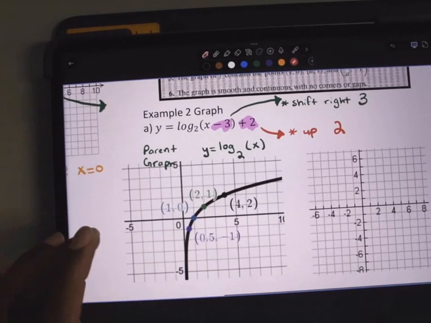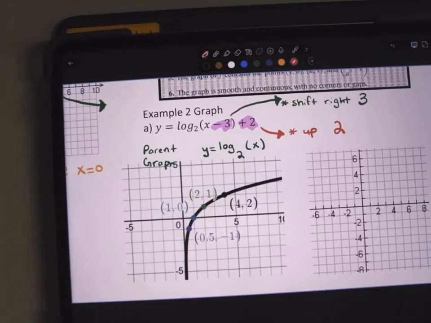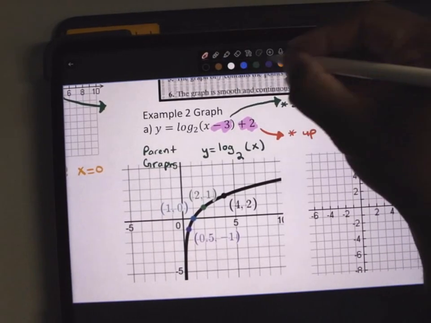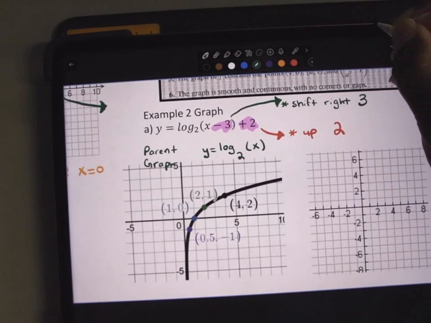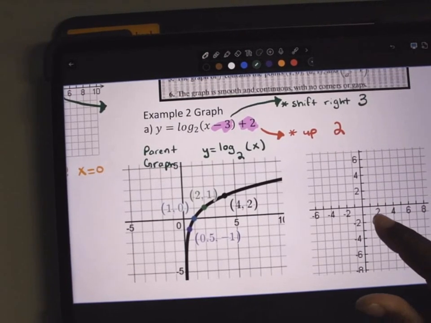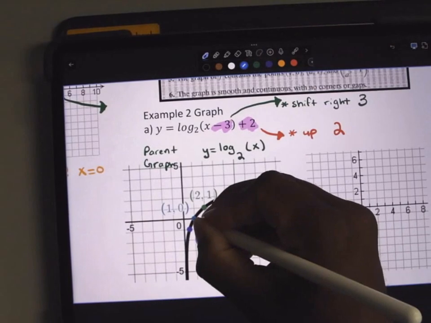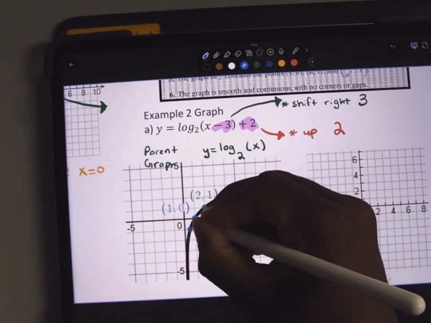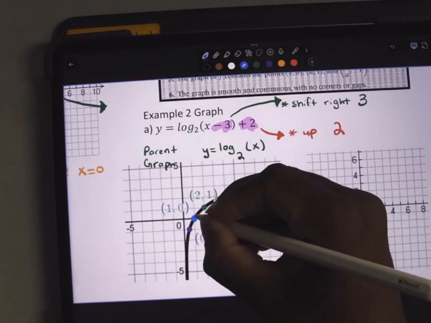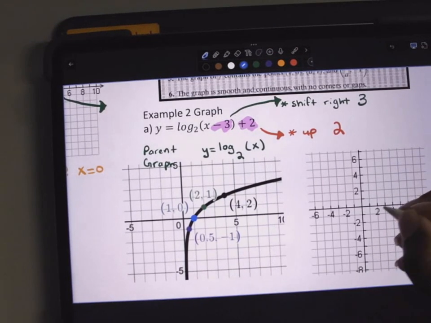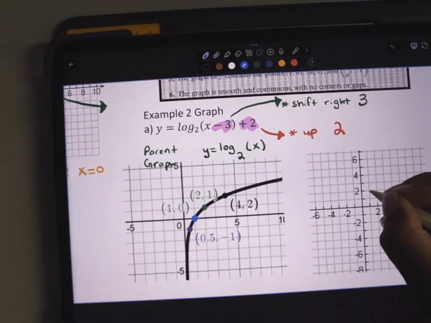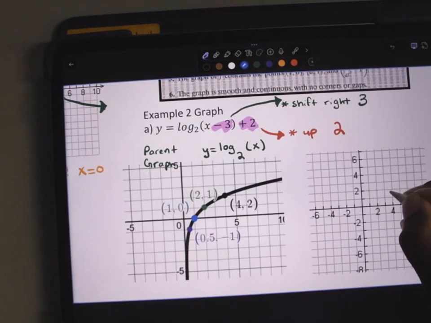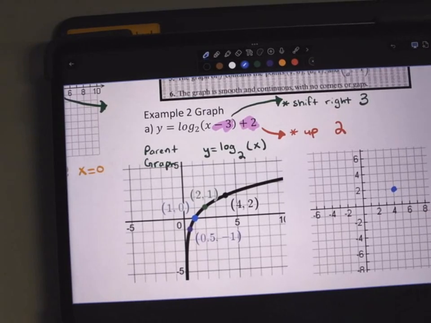So this is how we're going to shift our graph around. We're going to take each one of the points and we're going to shift them right 3, up 2. Let's focus on this point right here, 1, 0. So from 1, 0, we're going to go up 1, 2, and we're going to go right 1, 2, 3. This puts that point right there.